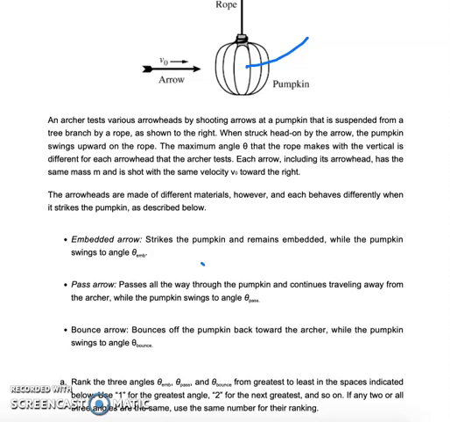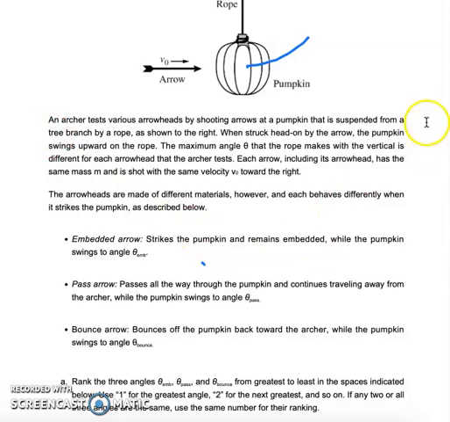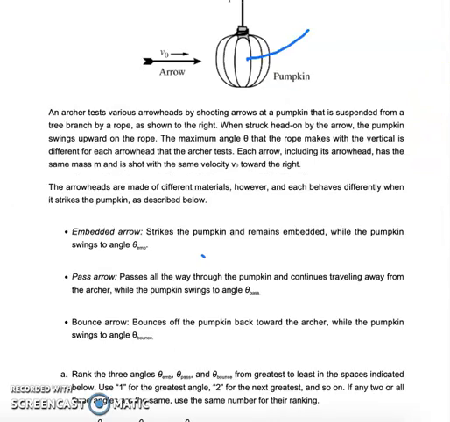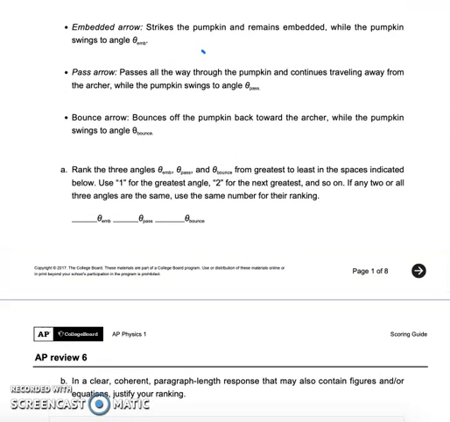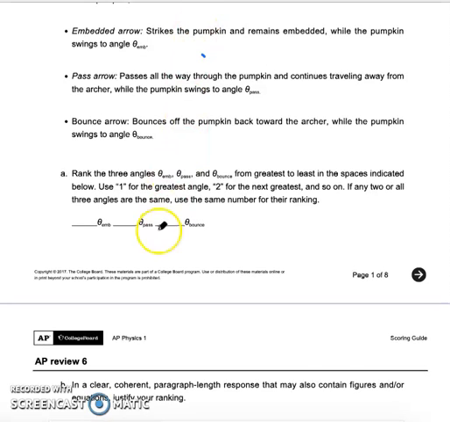Okay, so in terms of ranking, actually let me go back to that. I can do that right here. If 1 is the greatest, that's the one that's going to bounce, right? That's 1. The one that embeds is 2, and the one that passes through is 3. So I believe that's only one of the 7 points. So how do we go about explaining that?